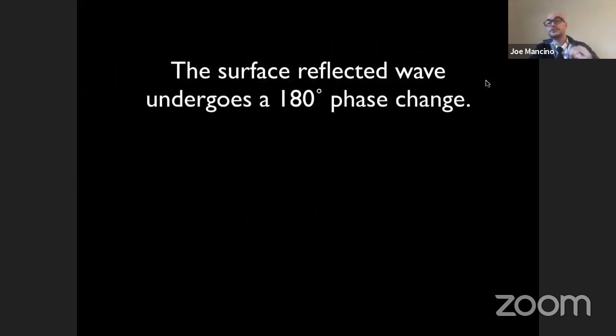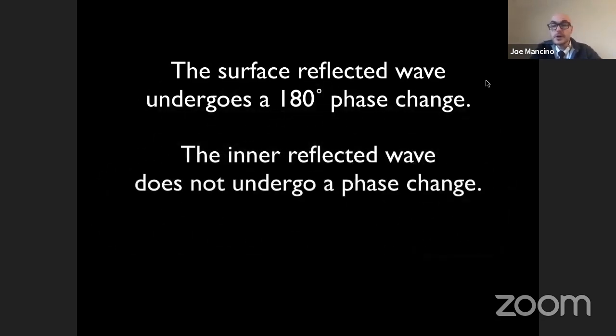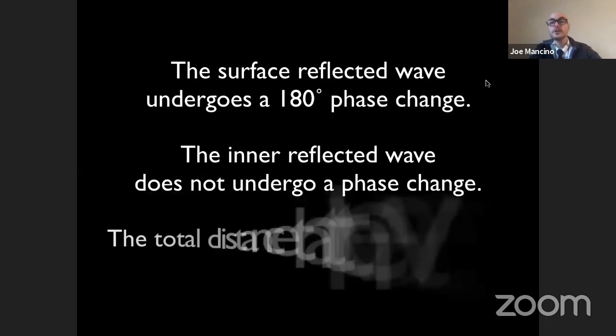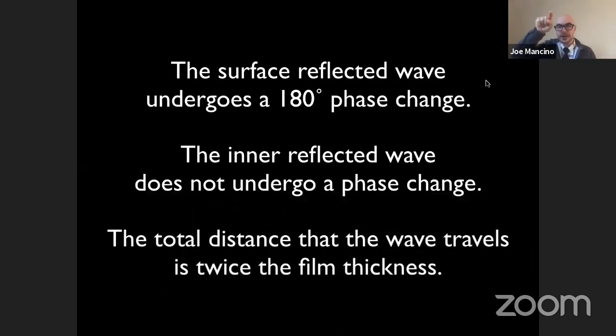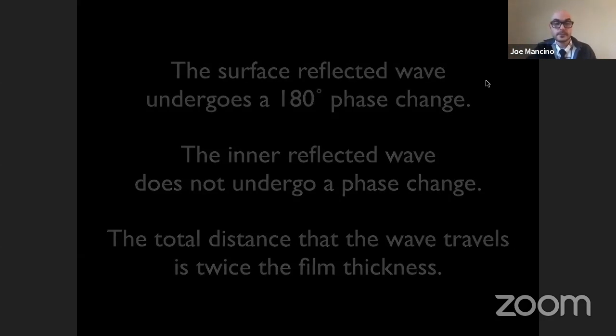The surface reflected wave, the one that bounces off the surface of the film, undergoes that 180-degree phase change, but for thin film, the inner reflected wave does not undergo a phase change. The total distance as the light travels through the material, bounces off the bottom and comes back up, is twice the film thickness. Just like as I wiggle my finger from the top to the bottom and then the bottom to the top, my finger has traveled double the distance of my window.